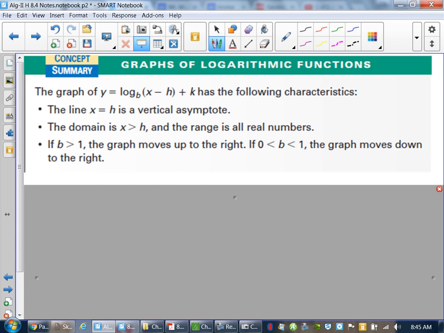What I like to do a lot with the logarithm stuff, it helps you be able to do this without a calculator, because all you need to do is come up with 2 points. All you have to do to graph a logarithm is generate 2 points, and as long as you know the direction, you're going to be just fine. So if b is greater than 1, up and right.